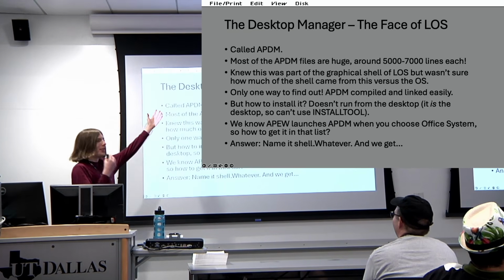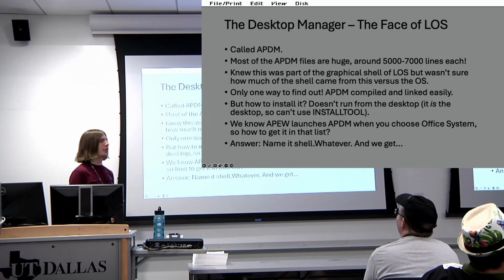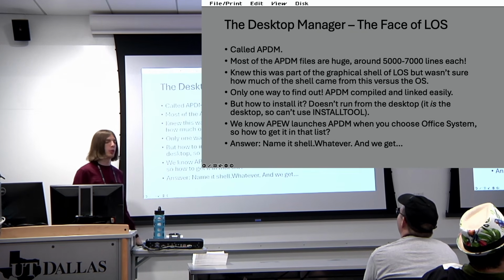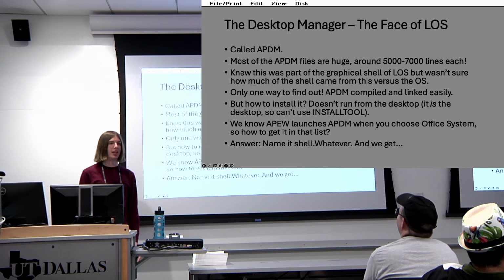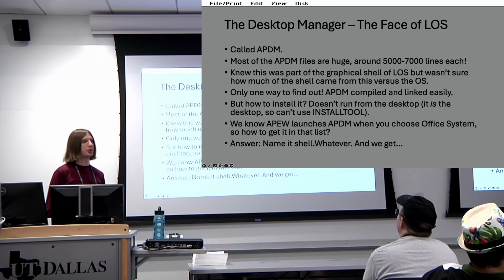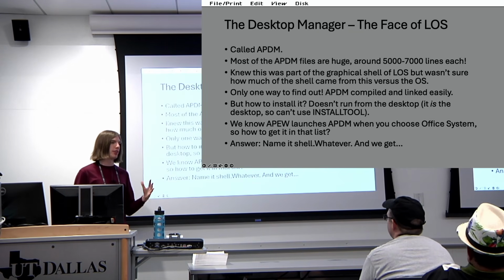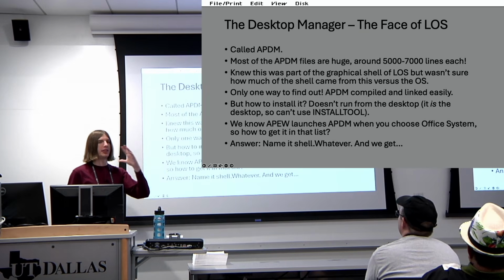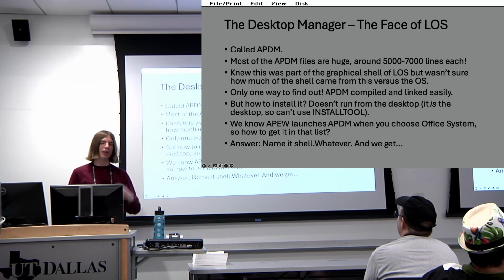California, the 80s. Yes. So next up, we got the desktop manager. This is APDM. This is the last thing in like the applications folder. This is huge. Most of the source files are like between 5,000 and 7,000 lines each. They are massive. And this is basically the graphical shell of the Lisa. And I knew this was like part of the shell, but I wasn't sure how much of the shell came from like the OS and the system libraries versus this. I just wasn't sure about that, but we're about to find out.